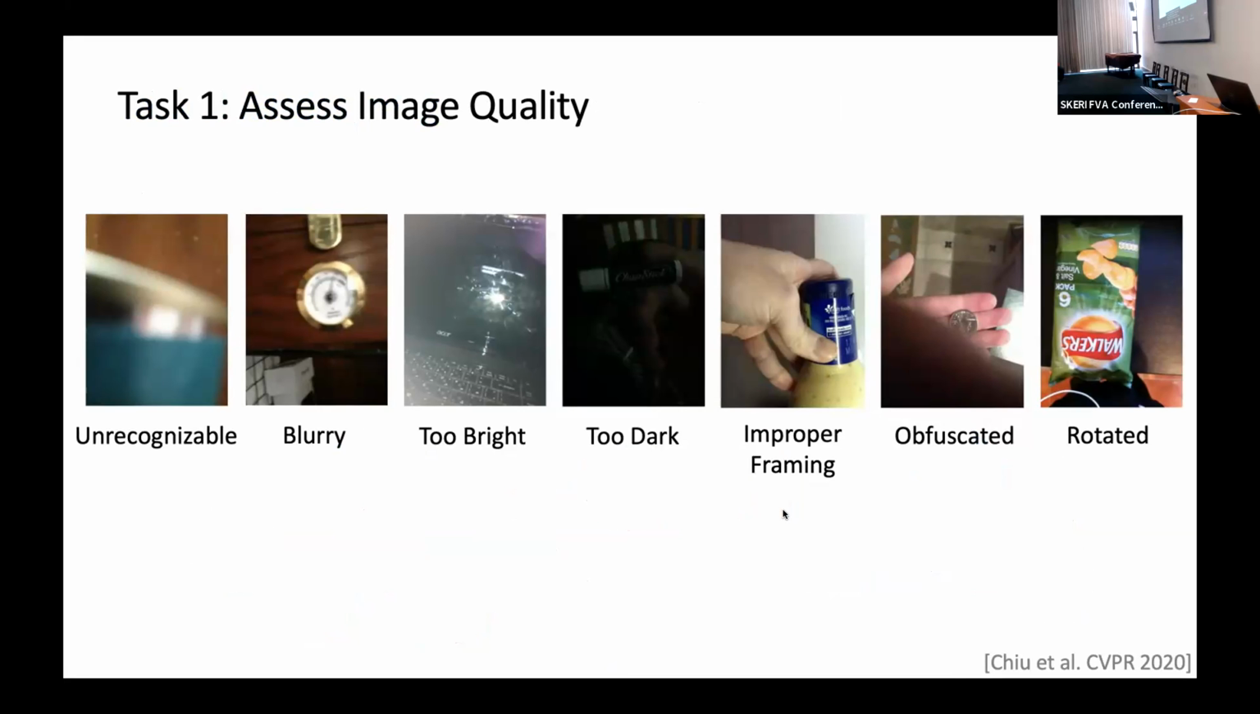Other times, maybe you could recognize the content, but there are other kinds of issues, such as the image was blurry. It was too bright or oversaturated, or too dark, undersaturated. Maybe the framing wasn't quite right. In this case, you see most of the framing is on the hand, and there's a little bit of a frame on a bottle that one would imagine the person wanted to actually learn about. There can be obfuscations. It seems like someone's finger is partially covering the camera, but then you can see in the hand what appears to be a coin. And then maybe there's some rotation issues where it might be hard for a human observer to quickly pick out, because a bag is upside down, that there's a Walker's bag of potato chips.